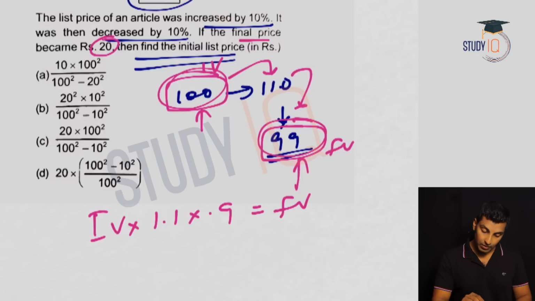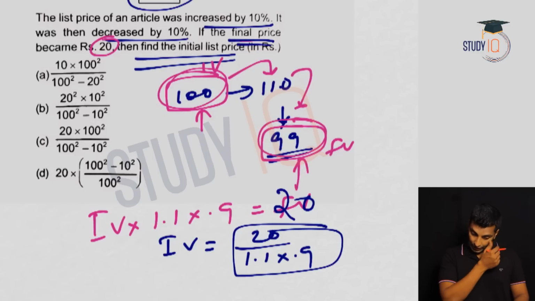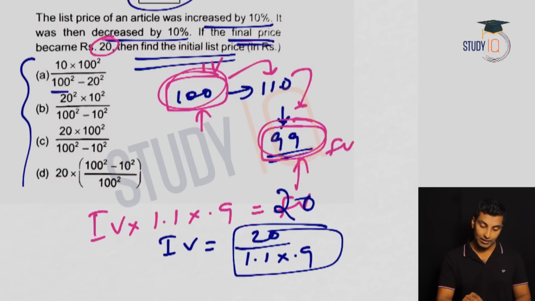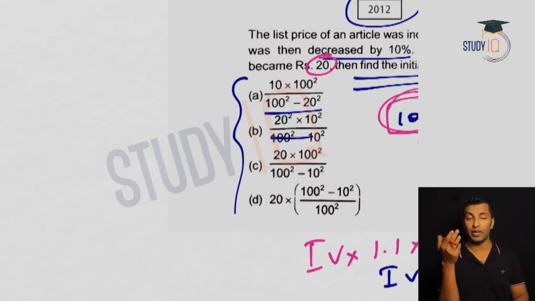So what is given here? The final price is given, so this is equal to 20. What is asked is the initial price, right? So the initial value will be 20 divided by 1.1 into 0.9. But if you see, the options are given like this, so we need to make the necessary changes. Here shortcuts are actually not required. Just apply the logic as per what we have learned till now.